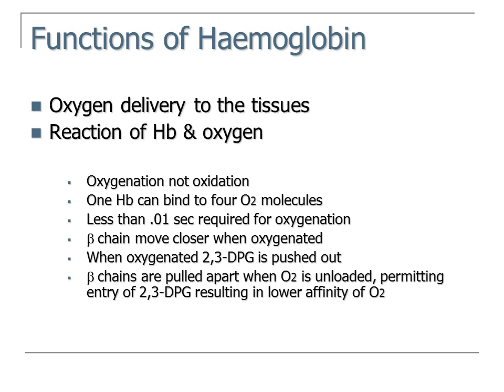And the beta chains move closer when oxygenated, and when oxygenated, 2,3-DPG is pushed out. The beta chains are pulled apart when oxygen is unloaded, permitting entry of 2,3-diphosphoglycerate, resulting in lower affinity for oxygen.